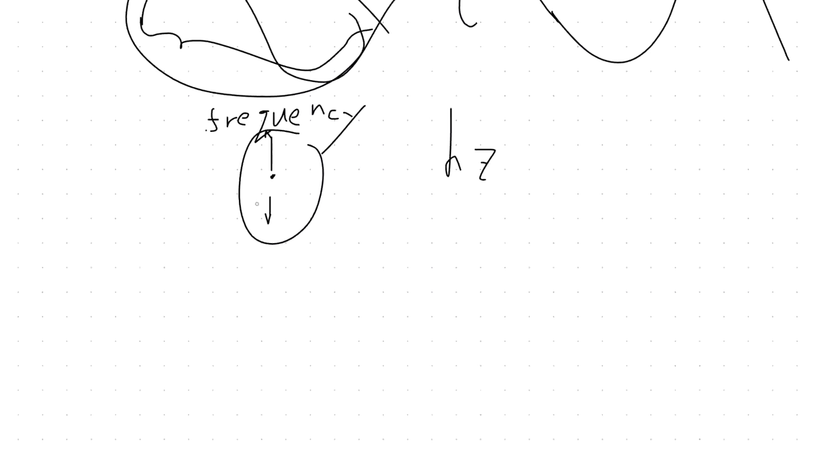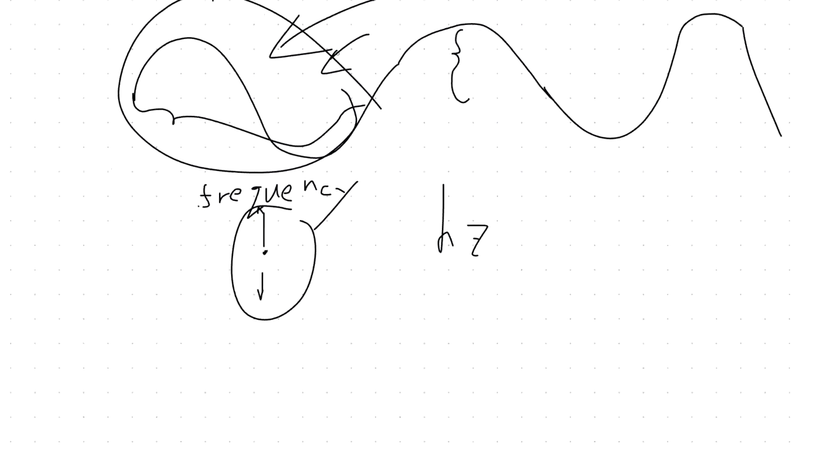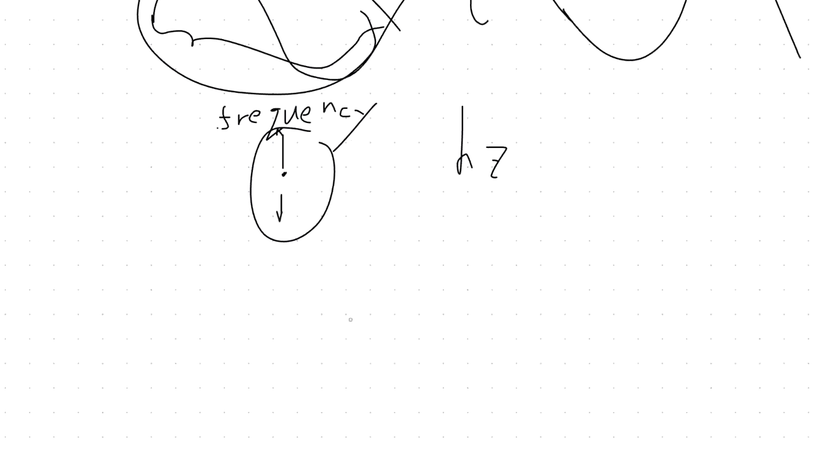And period is kind of the opposite of that, which is, for one wavelength, for one oscillation to occur, how long would that take? Okay, and since they're kind of opposite, we can relate them by the formula: frequency equals 1/period. And by the way, the unit for period is seconds.